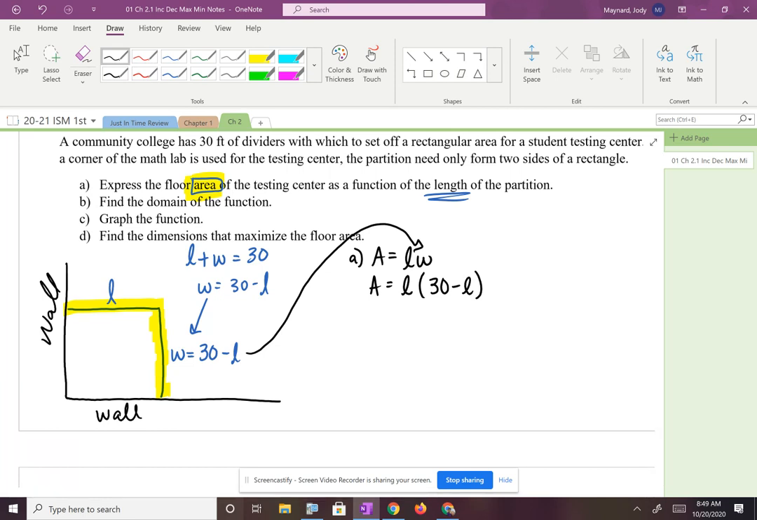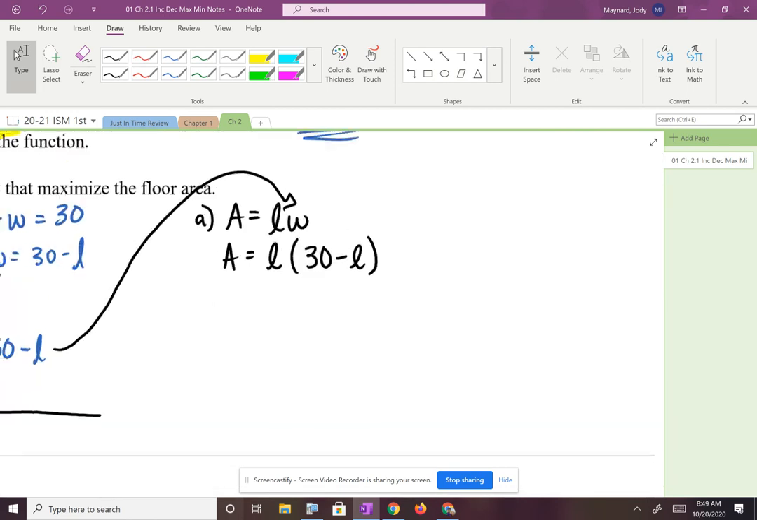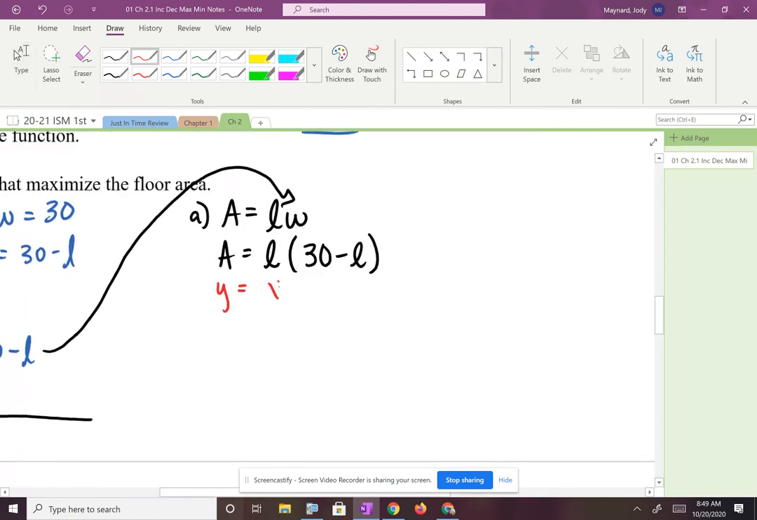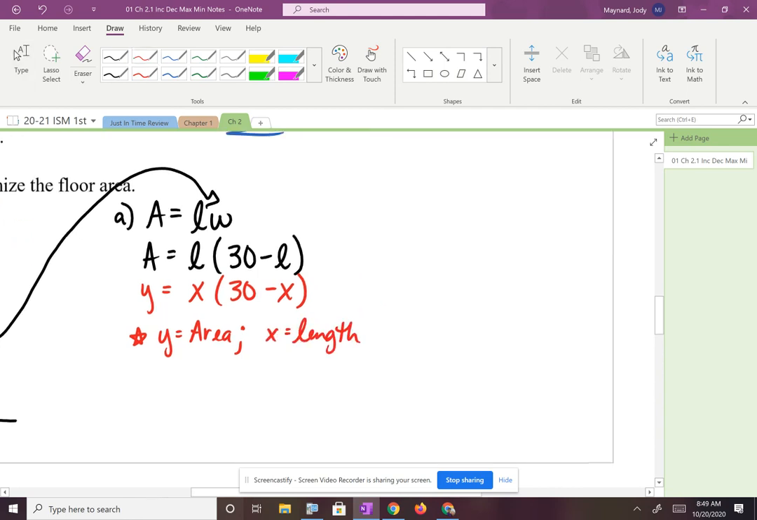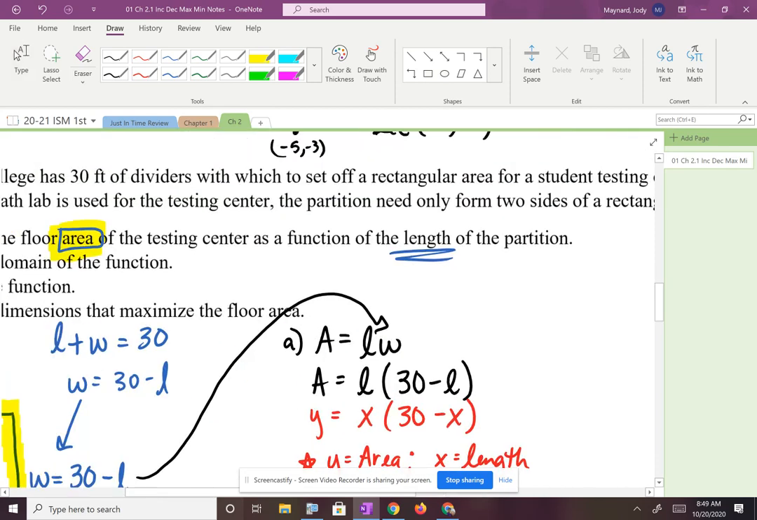All right. Now it says find the domain of the function. Okay, look. To find the domain, the easiest way to find the domain is to graph it, right? So what I'm going to do is I'm going to graph this. But in our calculators, it doesn't use A's and L's, it uses X's and Y's, right? So normally when we look at this, we have Y equals X times 30 minus X, right? Where, so if you need it, just kind of as a reminder here, Y is the area, and X is the length. Okay, so we're about to graph this friend, so we can find the domain.